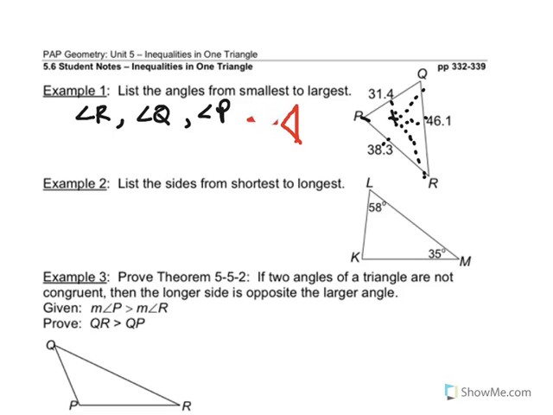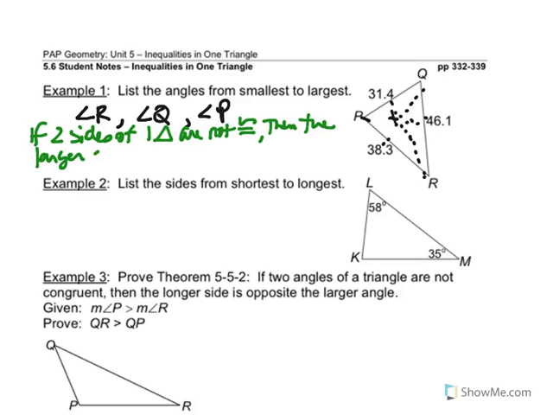So of course we have a theorem that discusses this, so let's just write that down. If 2 sides of one triangle are not congruent, then the larger angle is opposite the longer side.